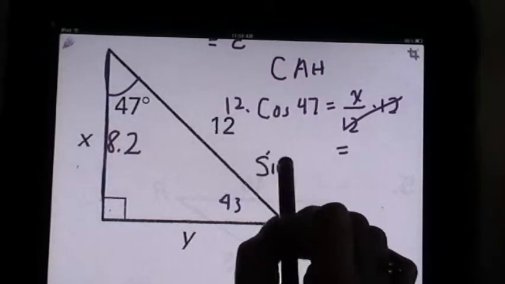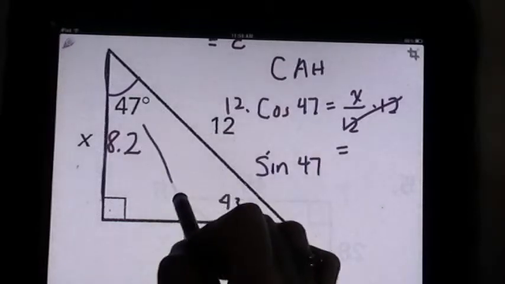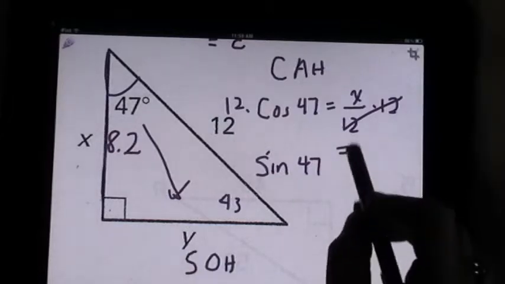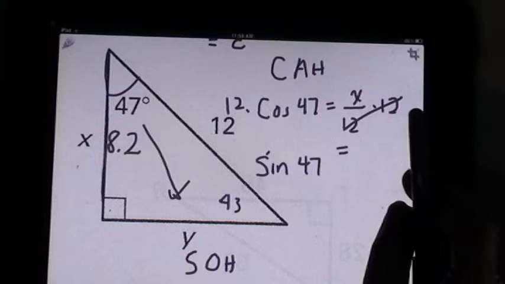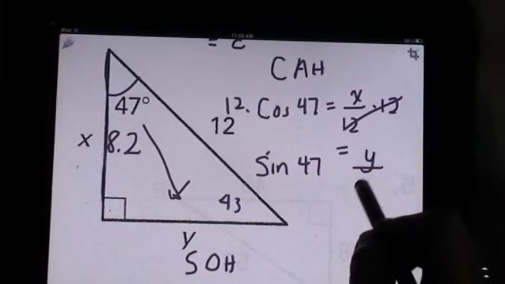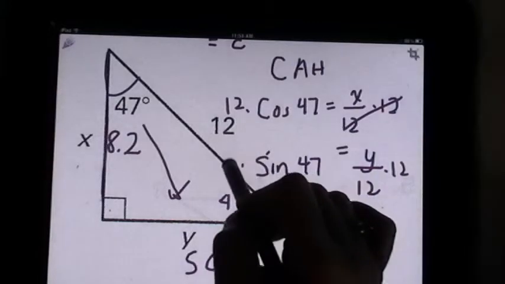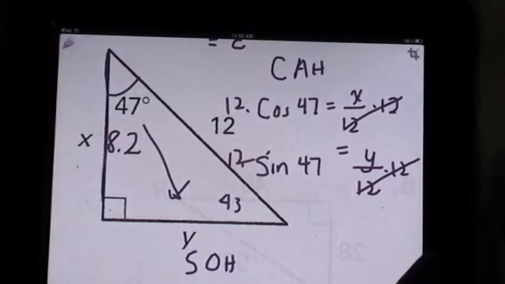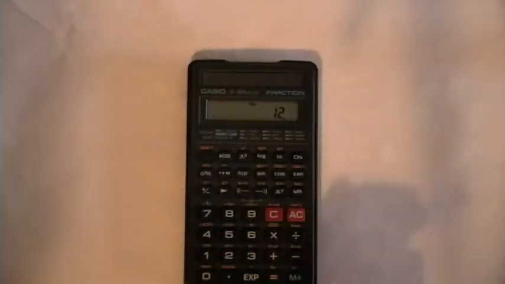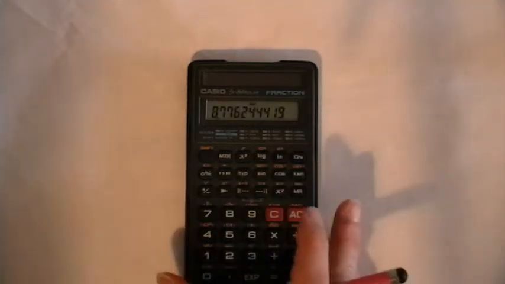And then I'm going to use sine 47 because I want to find the opposite. Okay, so opposite over hypotenuse goes with sine. Sine 47 equals y over 12. Multiply both sides by 12, and I get 12 times 47 sine equals 8.77, which is 8.8.